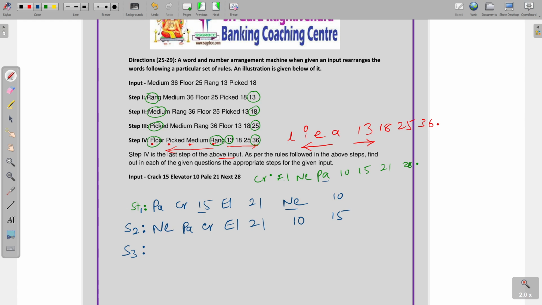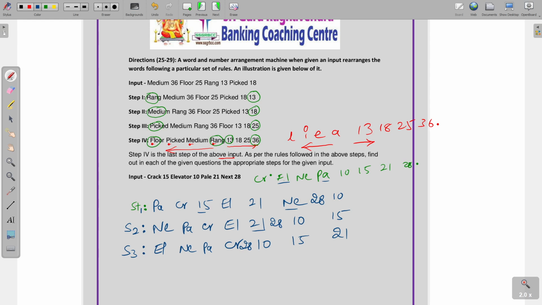Next step 3. So see step 3, 10 is writing here, 15 is coming here, and then 21 is placing here, and pale is coming here, next is coming here. Before next, what is the word we are having? That is elevator, and next, crack is placing here. So one number we are left with, that is 28. So 28 is written here, and also 28 is coming here.